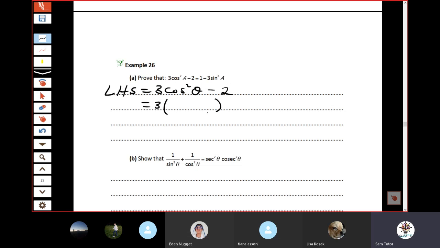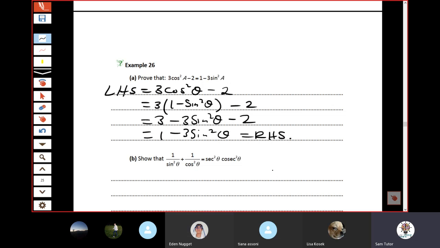3, and then cos squared, which is 1 minus sine squared, minus 2. What are you going to do now? Expand. Right. And then 3 take away 2 is 1. Yeah. Minus sine squared. Okay. Don't overthink it. Equals RHS. Simple.